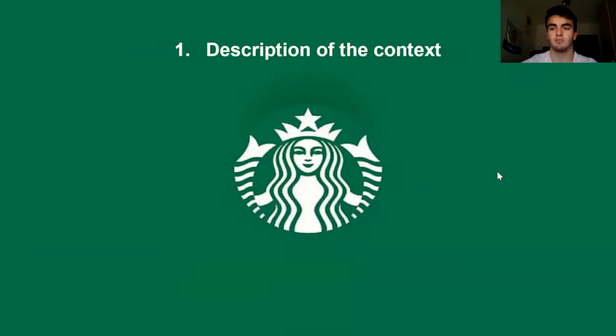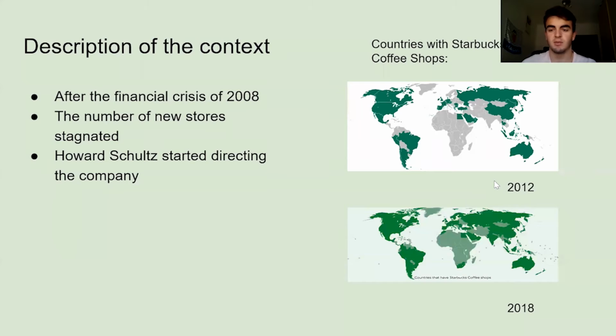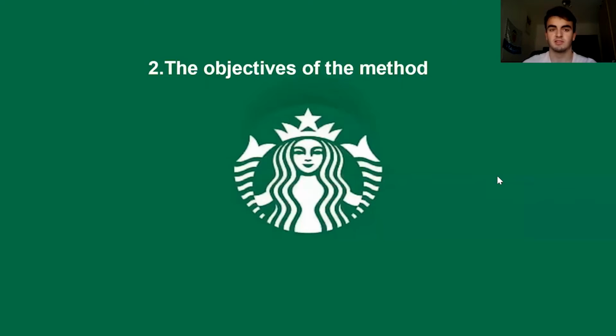In the first place, I will proceed with a brief description of the context where the QM was applied. The context in which this example takes place is after the financial crisis of 2008. Howard Schultz took the company over this year. Before this year, the company had linear growth in the number of stores, but after it, the opening of new stores stagnated until 2012.